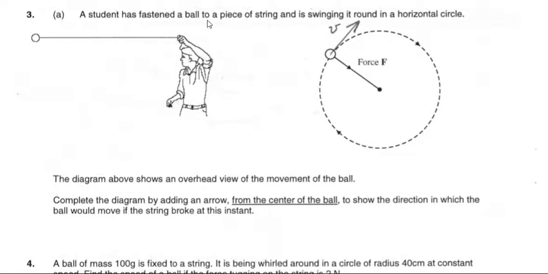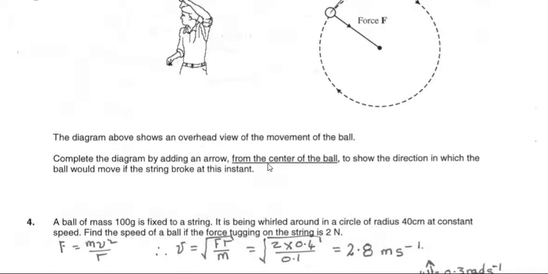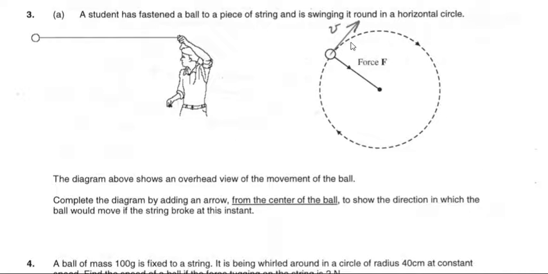A student has fastened a ball to a piece of string and is swinging it around in a horizontal circle. The diagram above shows an overhead view of the movement of the ball. So you've got the linear velocity tangential at any one particular moment to the circle. Complete the diagram by adding an arrow, and this is how it's done, to show the direction in which the ball would move if the string broke at this instant.